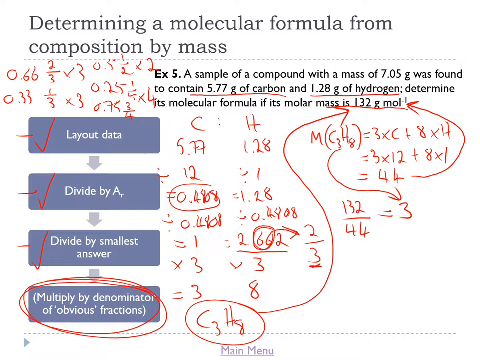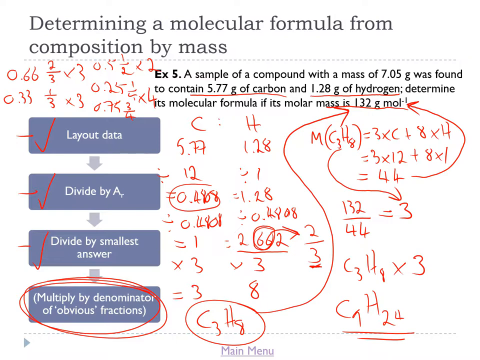So our molecular formula is just going to be C3H8 multiplied by 3. So 3 times 3 is 9, so C9. 8 times 3 is 24, so H24. And there is our final answer.